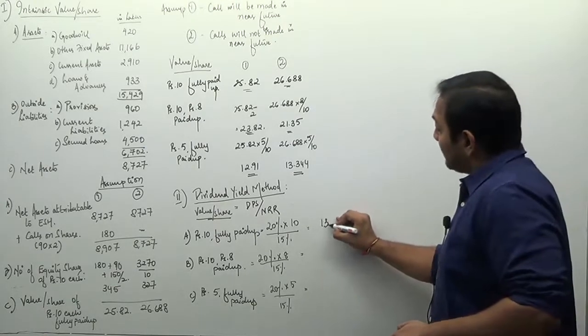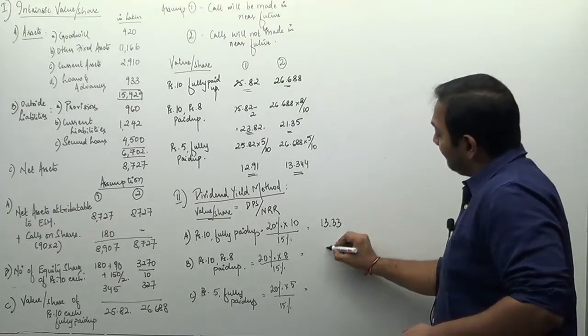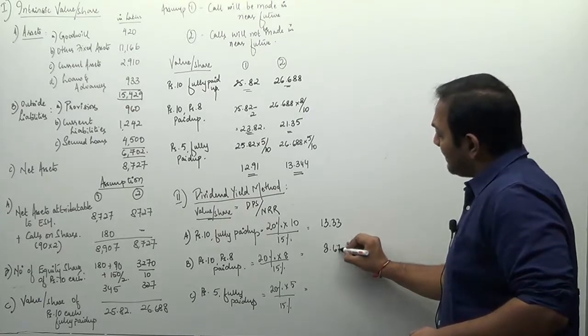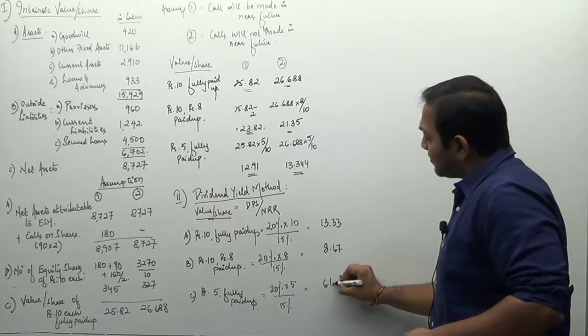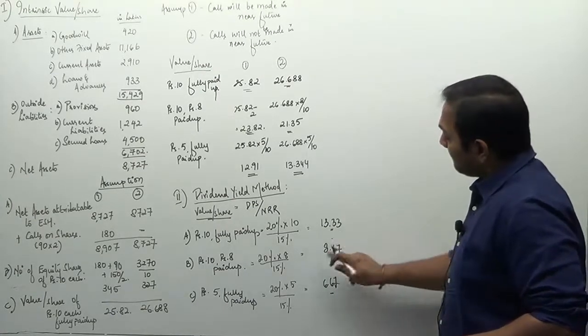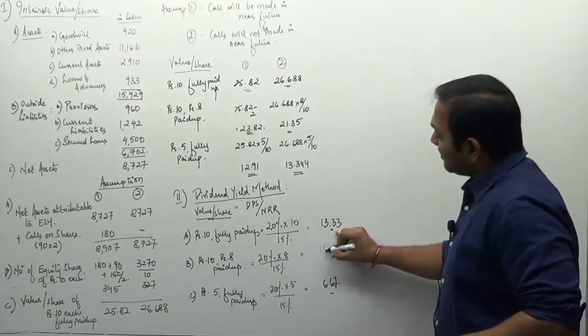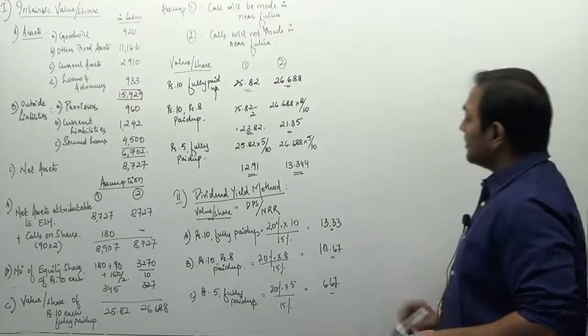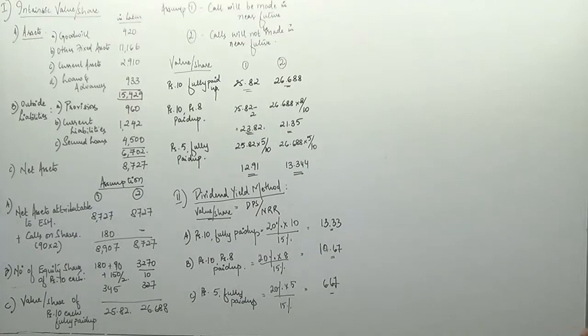This is 13.33, 8.67, 6.67. Second one is 10.67 and final one is 8.67. That is dividend yield method.